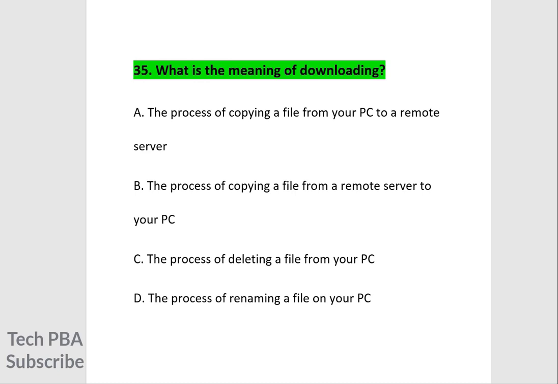Question number 35. What is the meaning of downloading? So the correct answer over here is option B, the process of copying a file from a remote server to your PC. When you download something on the internet, you are actually copying that particular file from a remote computer or a remote server on the internet onto your computer. So the correct answer here is option B.